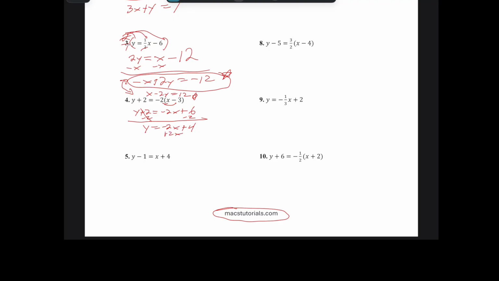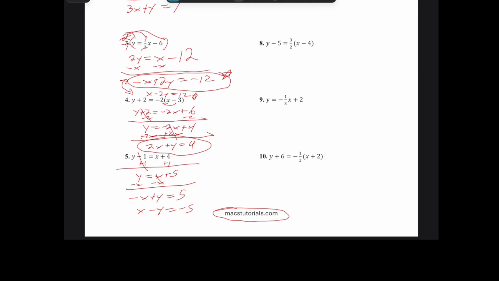But we want to go standard form on this, okay? So once we do that, we're going to get 2x plus y equals 4. All right? Let's go on to the next one. Same thing, letters on one side, numbers on the other. I'm going to, well, yeah, all the letters. Okay, y equals x plus 5. And then once I subtract the x, I'm going to get negative x plus y equals 5. And who knows, maybe on a multiple choice, it may say x minus y equals negative 5. Either one of these is the correct answer.